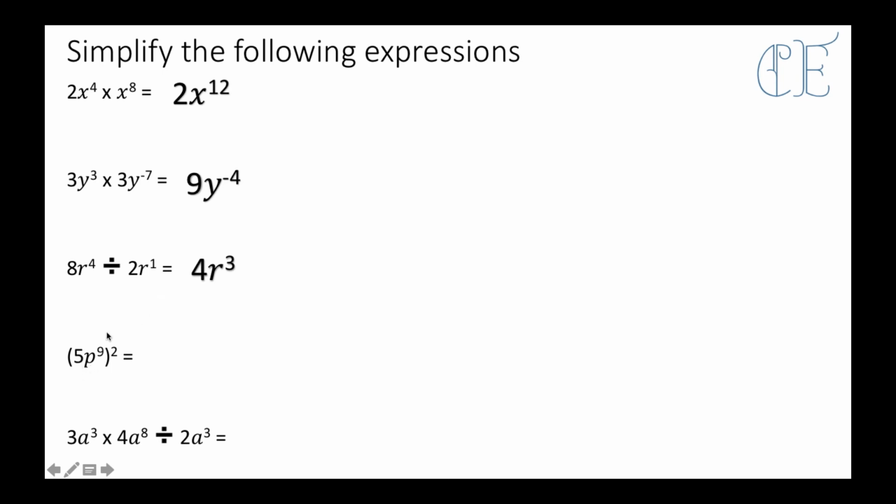Okay. 5 squared is 25. And then we've got the p, and then 9 times 2. So 25p to the power of 18. Now, this last one, I'll do in stages. I would have done this times first. I would have concentrated on this bit, and then I would have used my answer and divided it by this. So basically, 3 times 4 is 12. So you'd have had 12a to the power of 11, because you've had 8 plus the 3 is 11. So 12a to the power of 11 divided by 2 gives me 6a, and then take away the 3 gives me 8. So 6a to the power of 8.